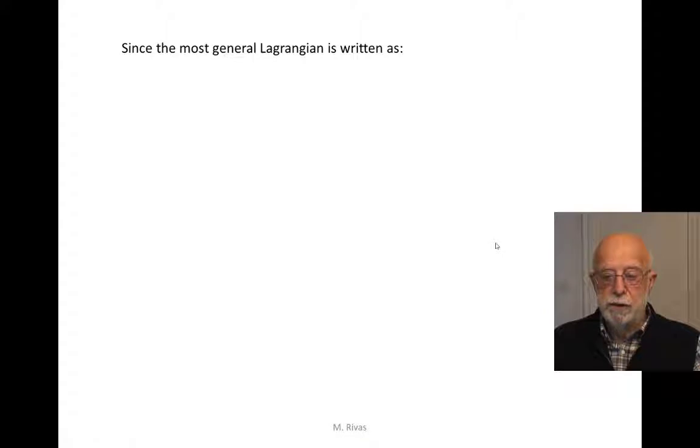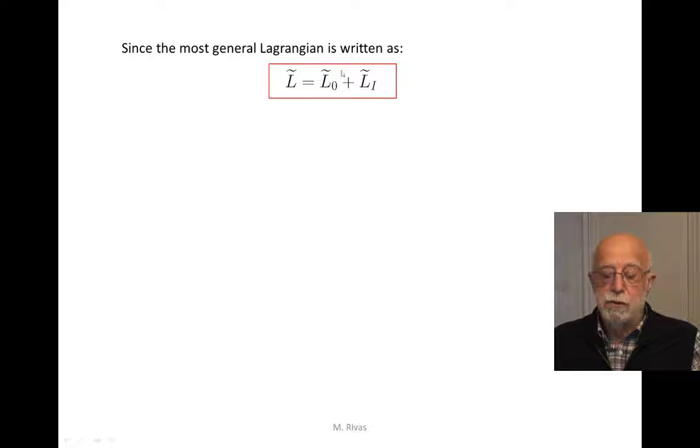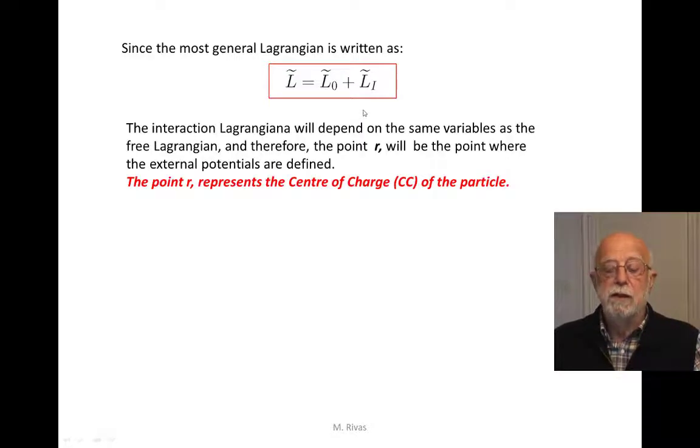Well, the most general Lagrangian will be this. L0 is the unknown, but not necessarily Lagrangian for describing this object, plus Li, the interaction Lagrangian. But the kinematical variables which appear here are the same as the kinematical variables on the interaction term. So the potentials which define the external forces will be defined at the point r. Therefore, the point r is going to be interpreted as the center of charge of the particle.